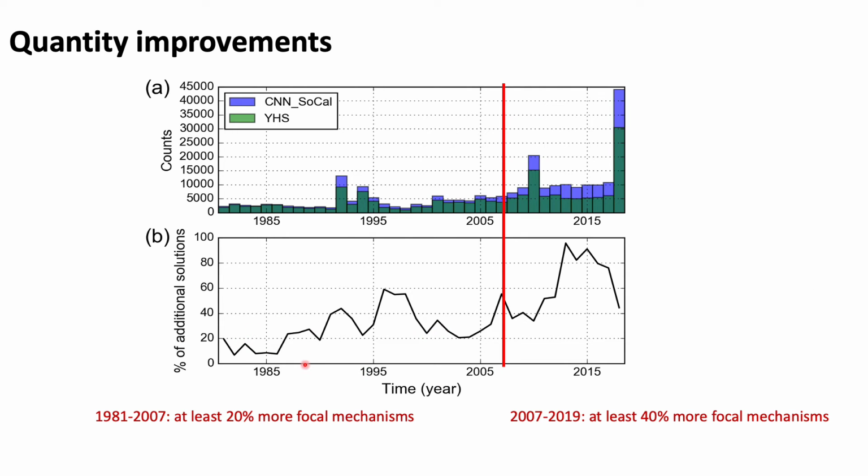Before 2007, there were at least 20% more focal mechanisms obtained every year. After 2007, there were at least 40% more focal mechanisms obtained every year.